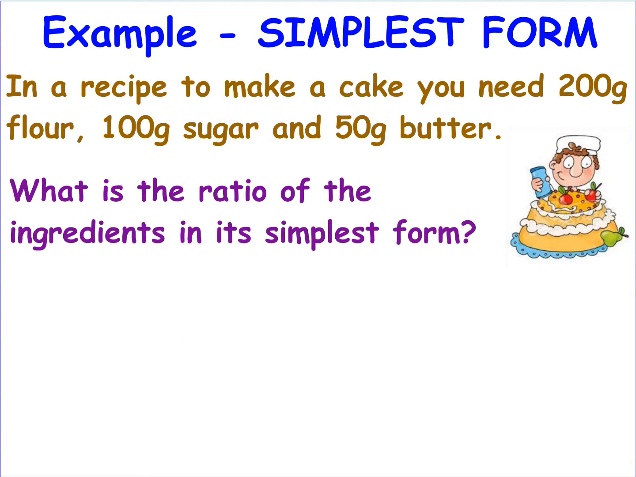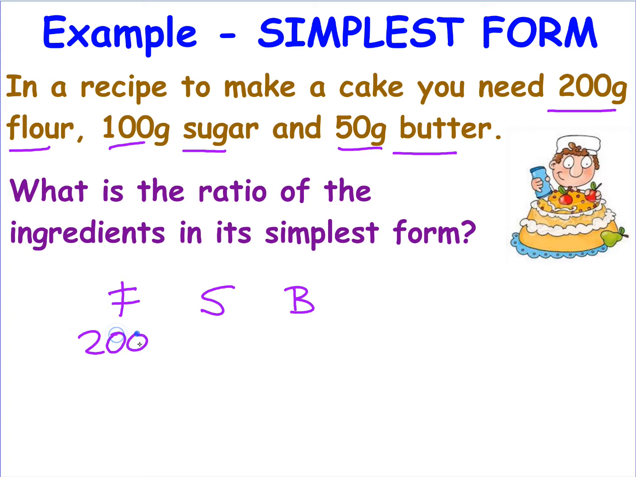Now, here's one for you to have a go at. In a recipe to make cake, you need 200 grams of flour, 100 grams of sugar, and 50 grams of butter. Now, this is the first time you've seen a 3-part ratio, and there's nothing different. You have flour, you have sugar, and you have butter, and you have 200 grams, 100 grams, and 50 grams. So instead of having 2 parts in our ratio, we have 3 parts in our ratio. And they want us to write it down in its simplest form.